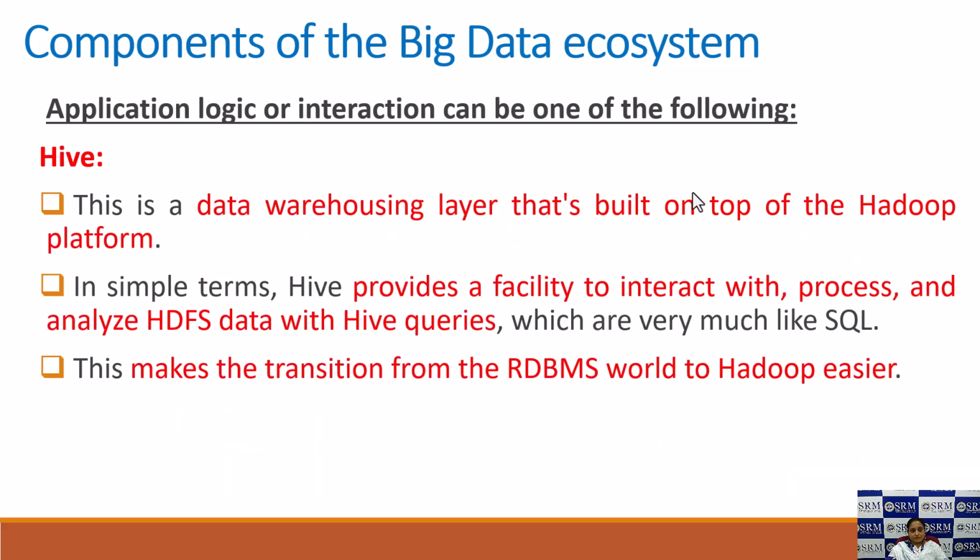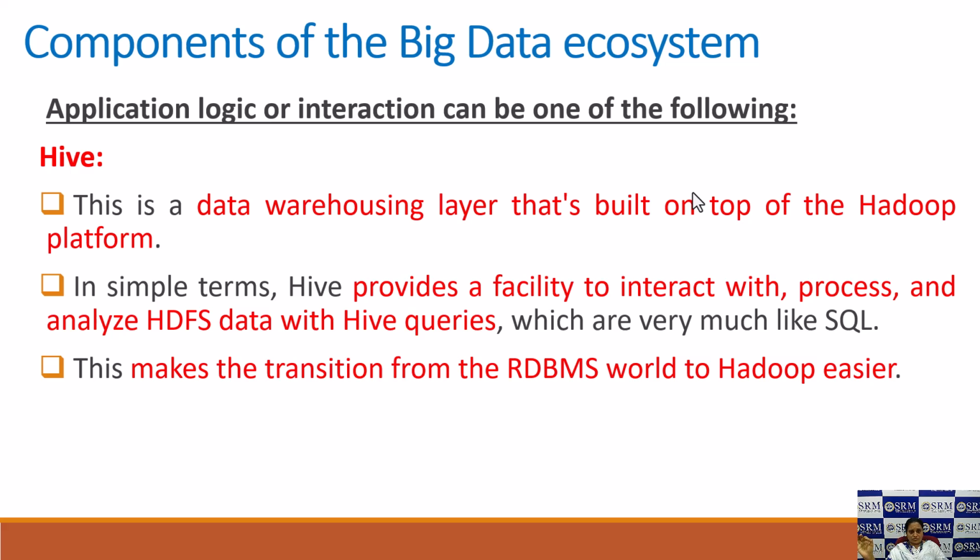Then Hive. Hive means I have put a word called DW, data warehouse, right? This is a data warehousing layer that builds on top of the Hadoop platform. In simple terms, Hive provides a facility to interact with, process, and analyze HDFS data with Hive queries, which are very much like SQL. So we are going to provide a flavor of SQL, but not actually SQL. Why? Because SQL is supported only in MPP, because MPP works on the memory, whereas all others work on the data. We can give that flavor only, so Hive provides that flavor.